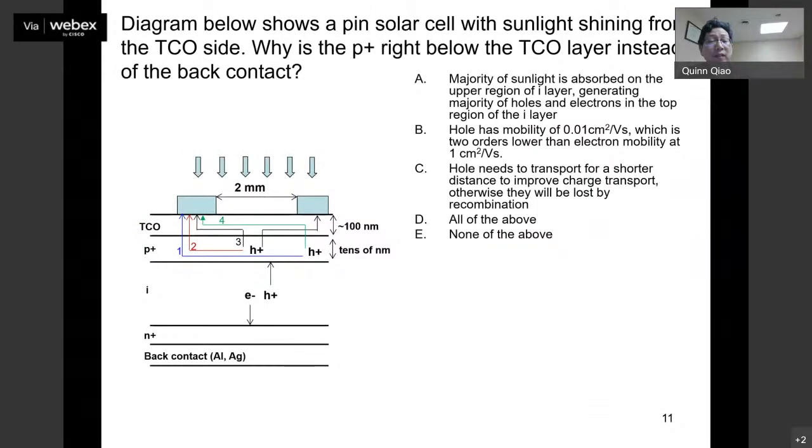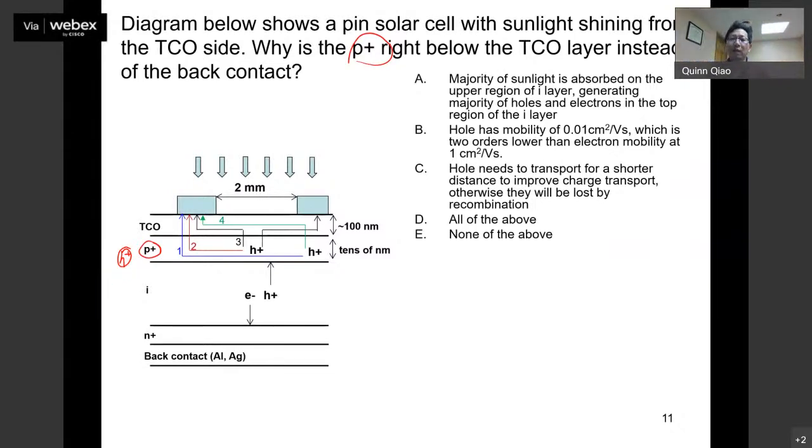So here's another diagram that shows the GaAs solar cells. Basically, you see the sunlight comes in, and then it asks why the P layer is right below this. I think I just talked about that. Why is the P layer here instead of N plus?